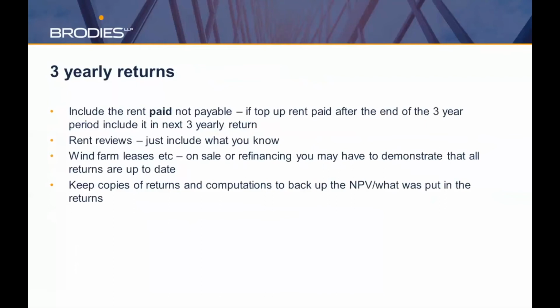When you're doing the 3-yearly return, it's a fairly simple approach. So you look back at the previous 3 years and you look at the rent that was actually paid. So if there's been rent reviews or whatever it is, you still look at the rent that was actually paid, even if a rent review has been on the go, but if nothing has been paid under it yet, then you don't need to include that in the return.